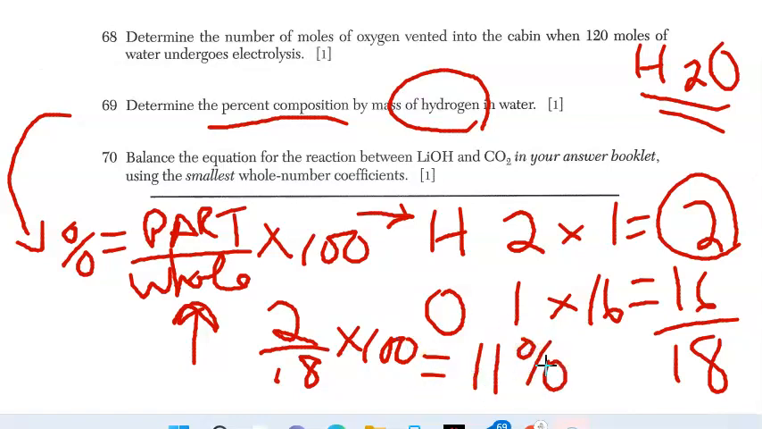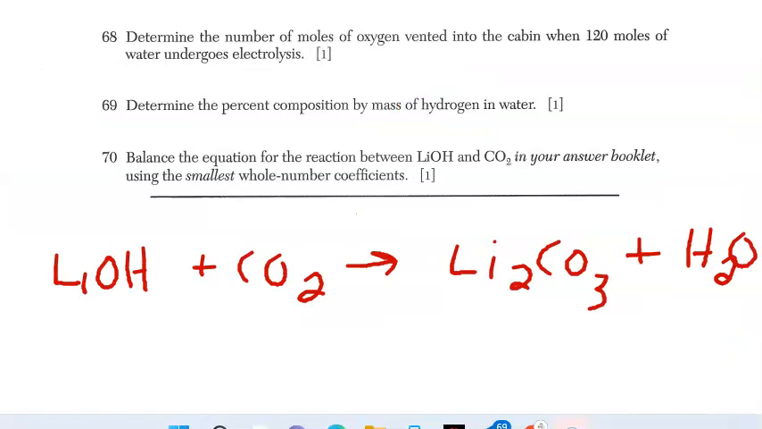Let's move to 70. All right, for 70, we're balancing the equation between lithium hydroxide and carbon dioxide in the answer booklet. I wrote it down below here because I don't have the answer booklet handy, but that's what you would see. All you're doing is balancing. Now, what I tell my students is we have to make sure whatever we have on the left-hand side is equal to whatever we have on the right-hand side as far as the different elements and the number of atoms of those different elements. You're never going to take anything away. You're always just going to add. Think of it as a seesaw. You want to balance it out.